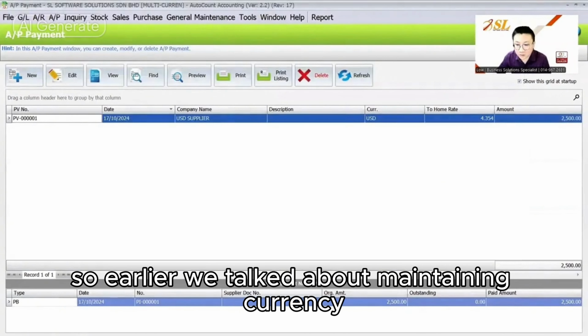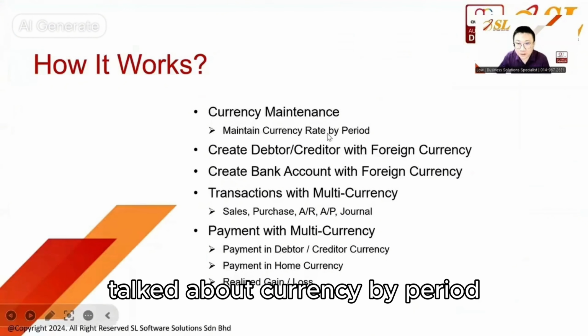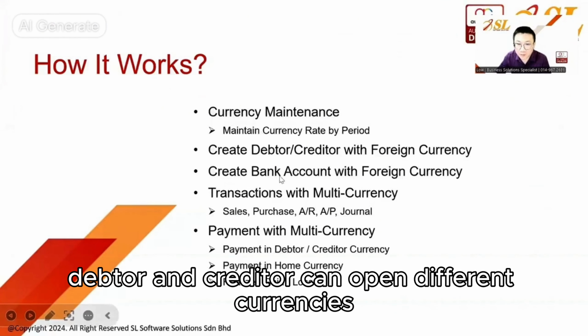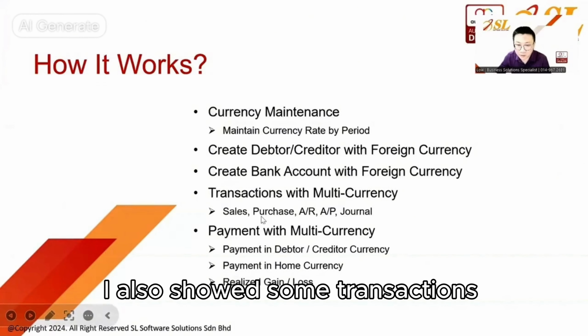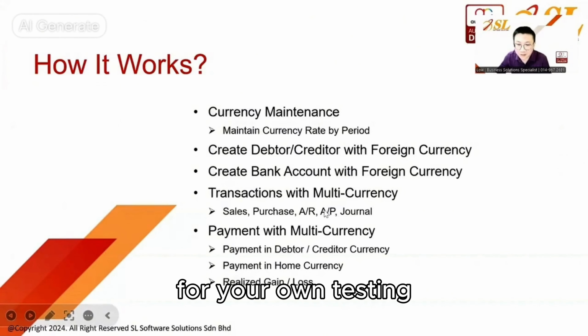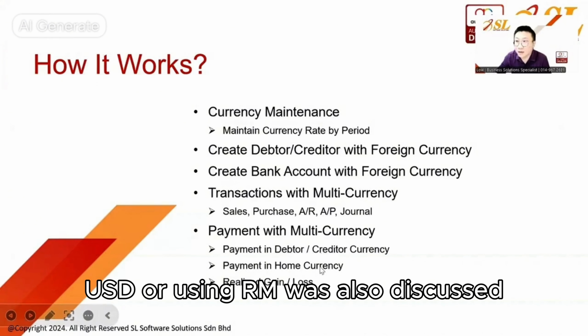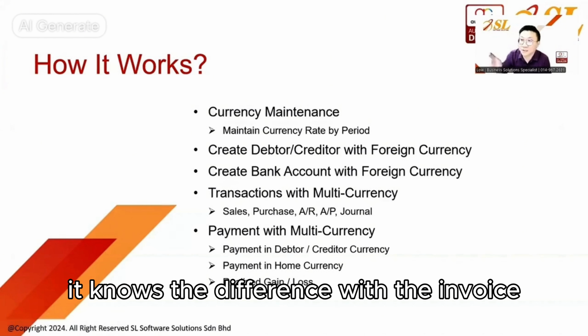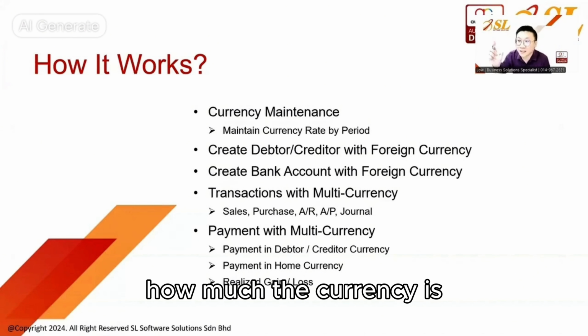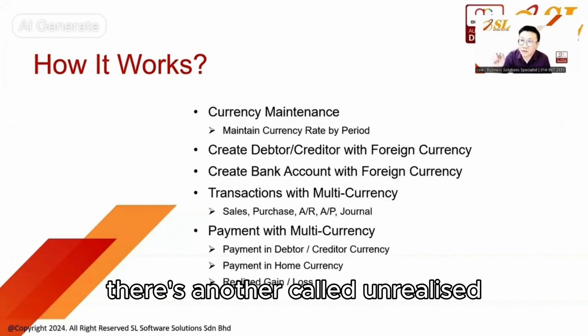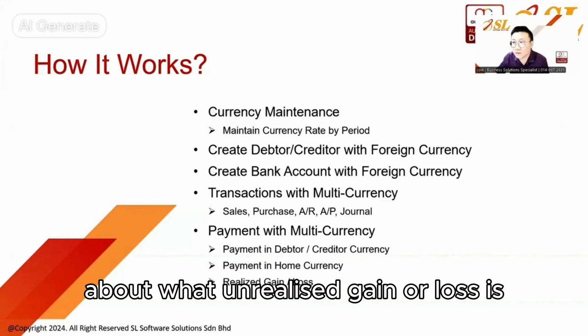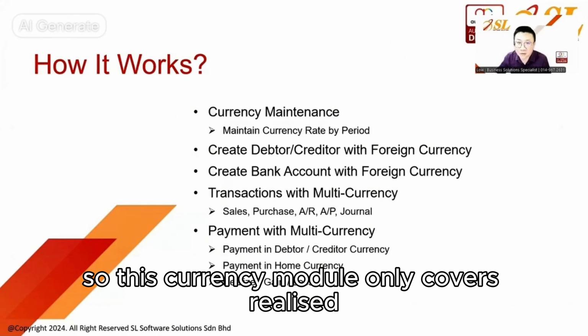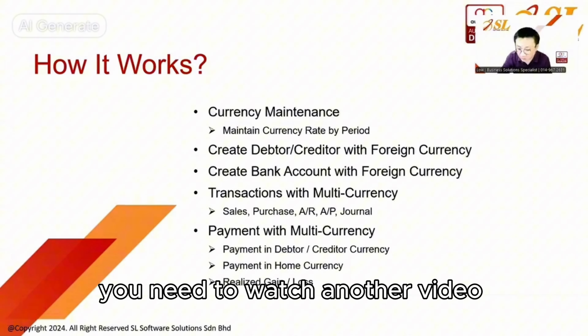So earlier we talked about maintaining currency, talked about currency by period, and then debtor and creditor can open different currencies. Bank can open different currencies. I also showed some transactions for your own testing. Then payment using different currencies. Using debtor currency USD or using RM was also discussed. Then it is realized. Realized means when checking repayment, it knows the difference with the invoice, how much the currency is. There's another called unrealized, which we will discuss in the next video about what unrealized gain or loss is. So this currency module only covers realized. If you want unrealized, you need to watch another video.